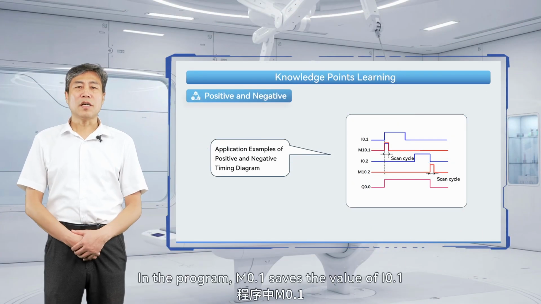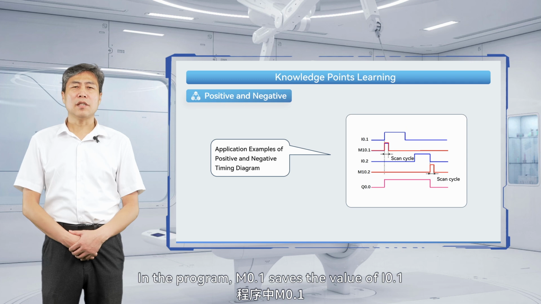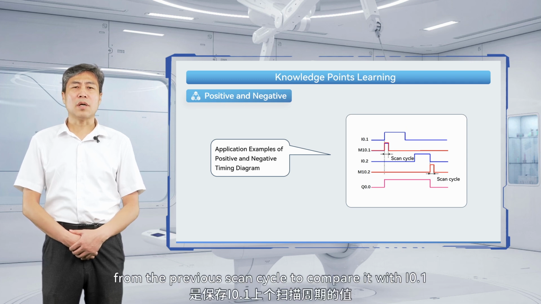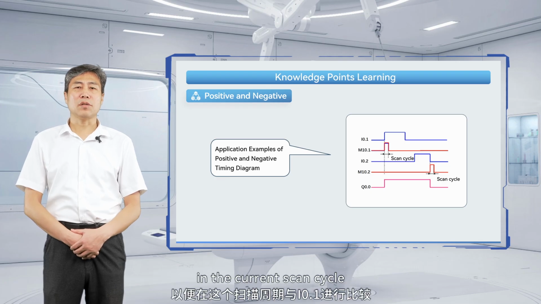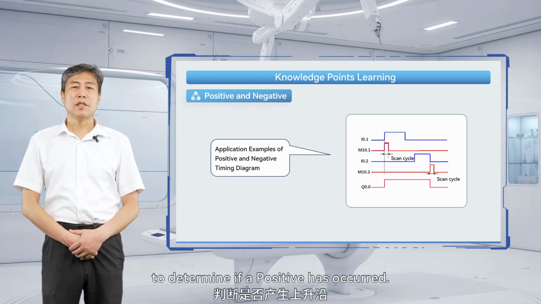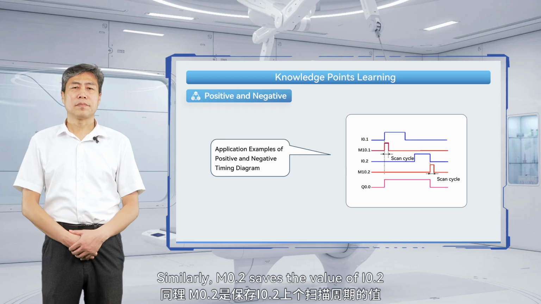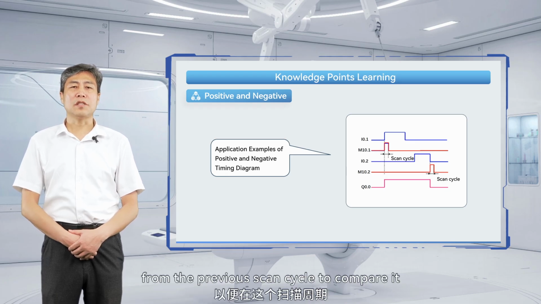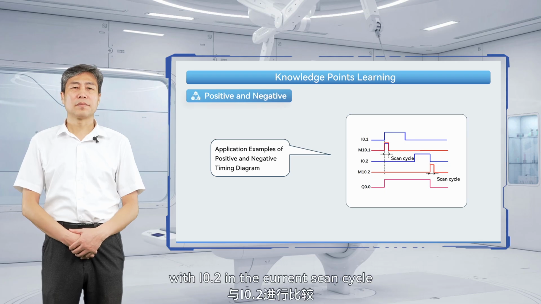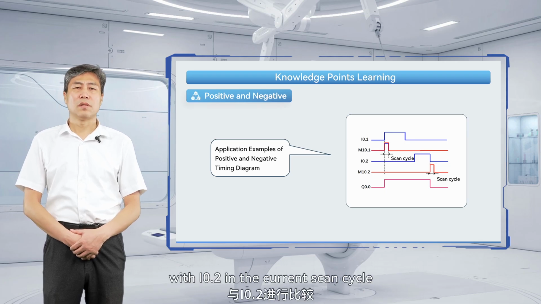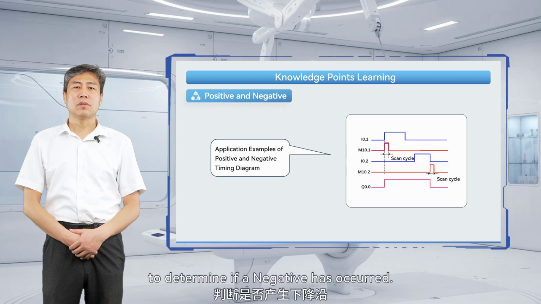In the program, M0.1 saves the value of I0.1 from the previous scan cycle to compare it with I0.1 in the current scan cycle to determine if a positive has occurred. Similarly, M0.2 saves the value of I0.2 from the previous scan cycle to compare it with I0.2 in the current scan cycle to determine if a negative has occurred.